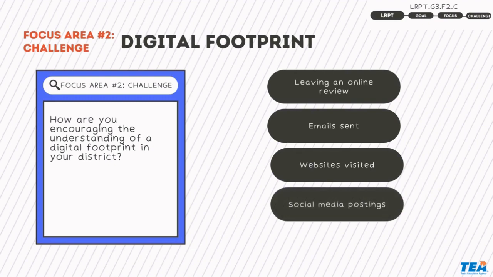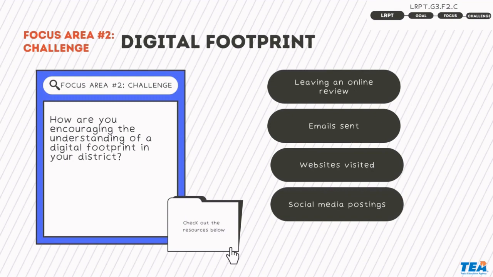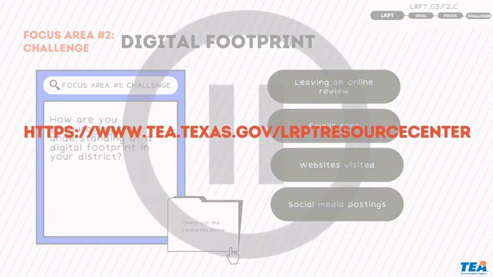We know that a digital footprint includes essentially all of our online activity: leaving a review, sending emails, visiting websites, and posting on social media. So our goal is to create deep understanding of how far a student's digital footprint can reach and how long it can last. Use the resources below to better understand this challenge. Pause the video here to reflect in your workbook on what a digital footprint includes for your student population and what you are already doing to promote understanding.